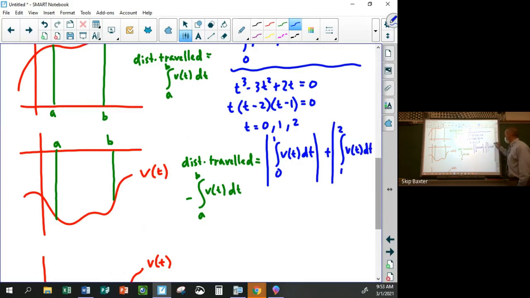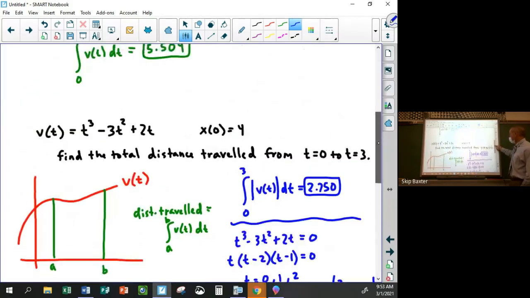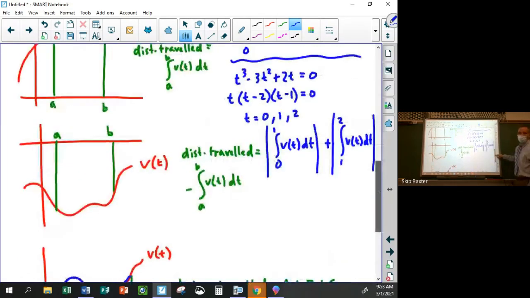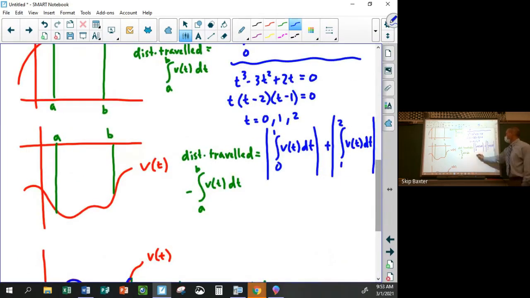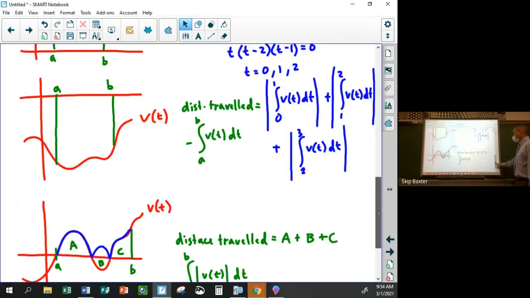Wouldn't it be 3 though, because we're going to 3? Oh, 3, okay, yeah, you're right. So then plus the absolute value of the integral from 2 to 3 of v of t dt. So yeah, you have to do this work if it was a non-calculator question. You can go into the calculator without the absolute values just to see how the answer would be different. It would definitely be different.